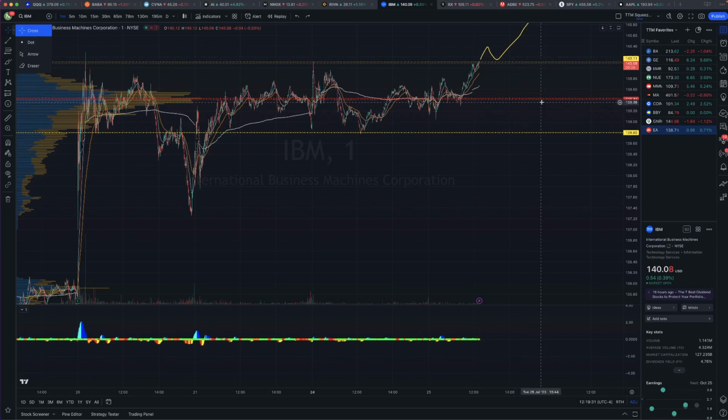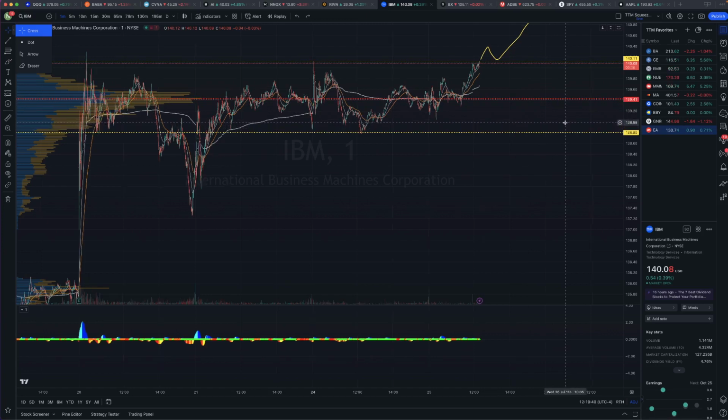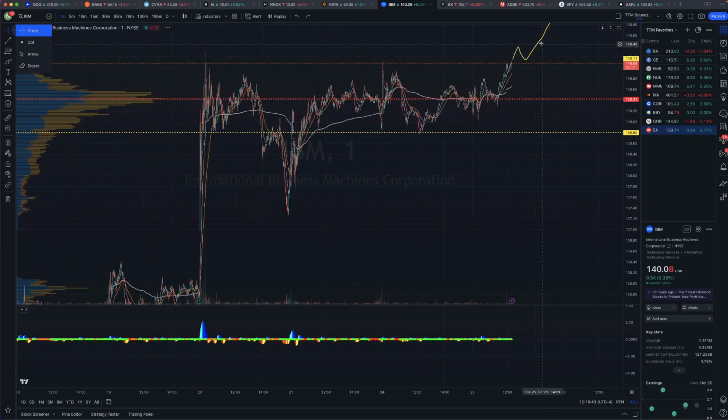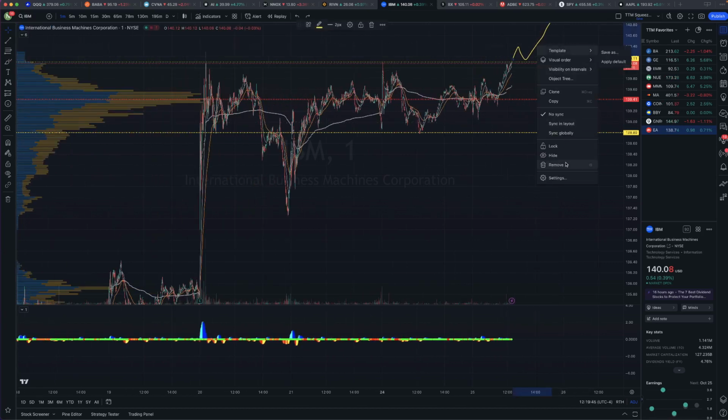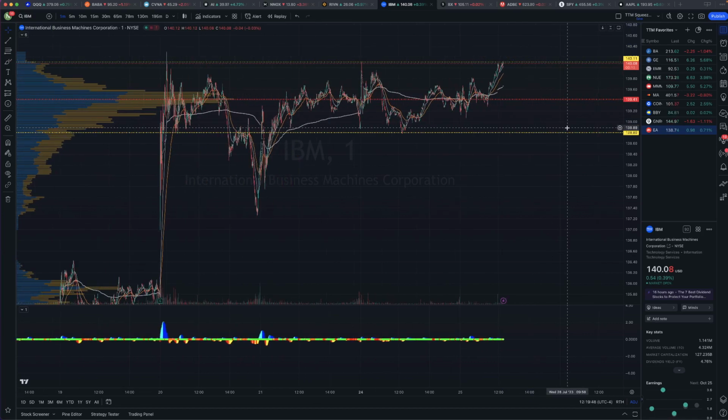So I'm going to wait on that, but setting an alert here at 139.45 or setting an alert down here at 139. I like IBM quite a bit. It looks poised to just rip. But I mean, there's really no buy here. You're right at that resistance point.